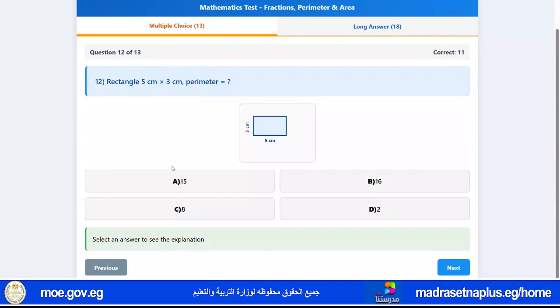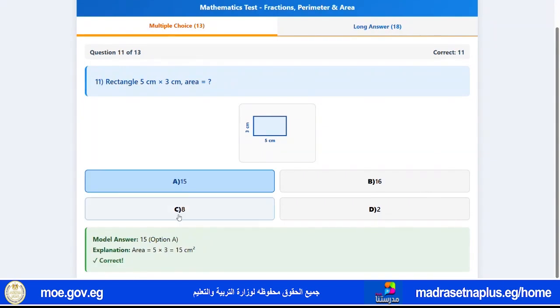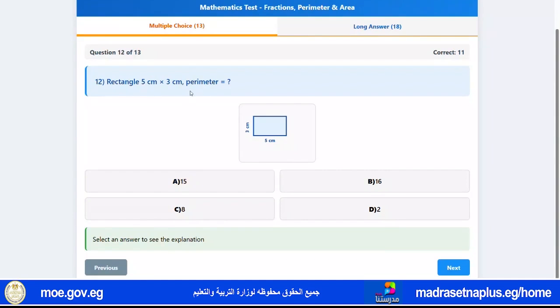Next one, don't say we got it before. No, now we are asked about the perimeter. The previous one was what? About the area. Yes, this is about the area. So the area of a rectangle equals the length times the width. But this one, what? I need the perimeter.